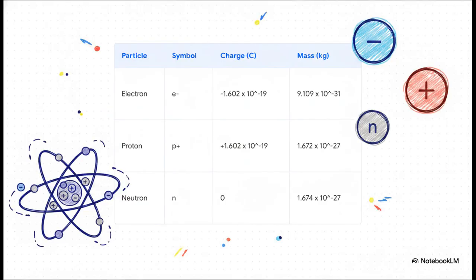So the absolutely crucial point here is knowing your basic cast of characters. ये table ना तुम्हारा ultimate cheat sheet है exam के लिए. We have the electron, symbol E-, carrying a negative charge and an extremely tiny mass. Then the proton, P+, positive charge and much heavier. And finally, the neutron, N, which has zero charge, it's neutral, but a mass almost identical to the proton. पूरा का पूरा atom इन्हीं तीन चीजों से बनता है. ठीक है? Are we clear on the basics?